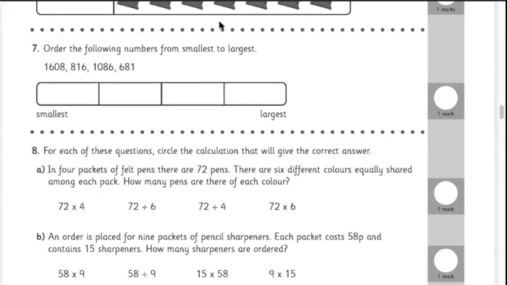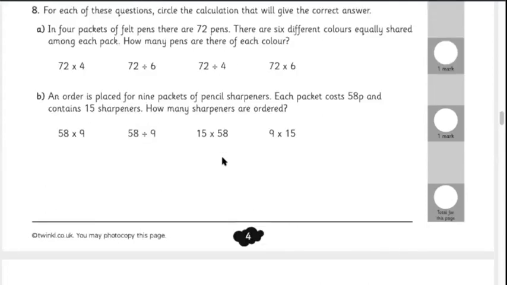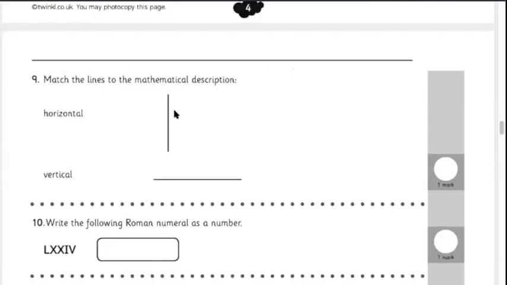Okay, so let's move on. Now, match the lines to the mathematical description. Now, horizontal and vertical, we've talked about this. Okay, so this is really nice and simple. We don't have to spend too much time on this one. Horizontal means going across, vertical means going up and down.